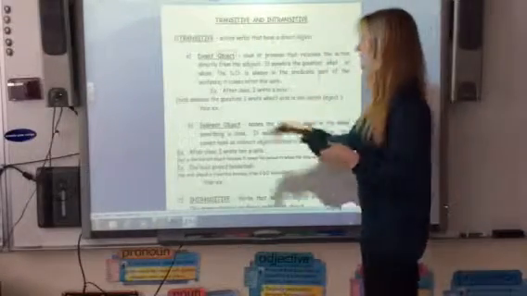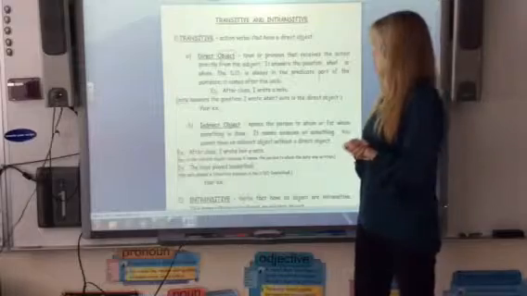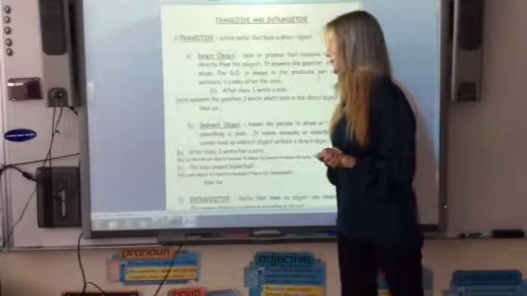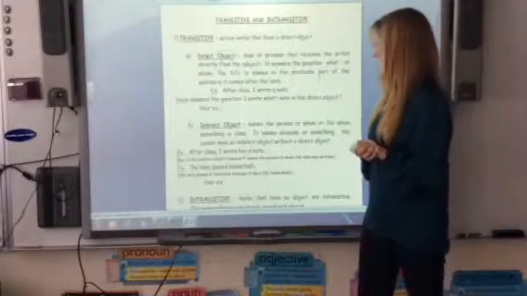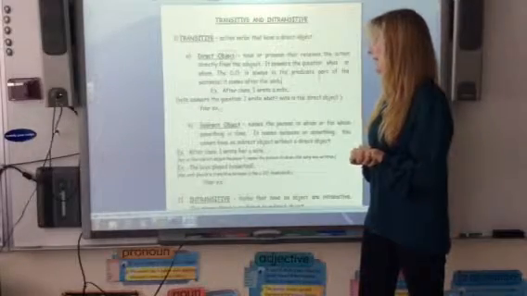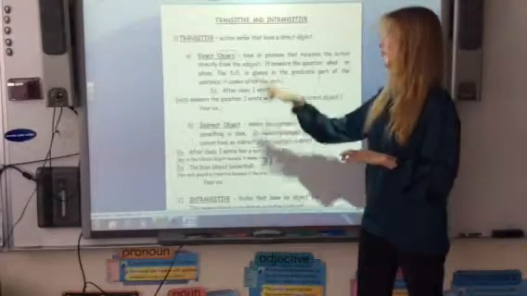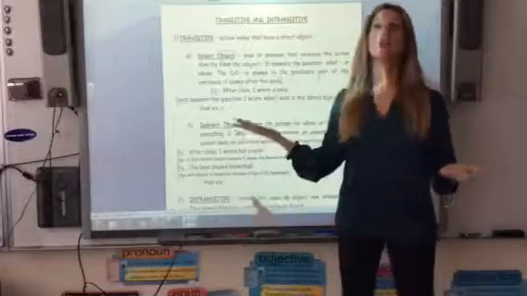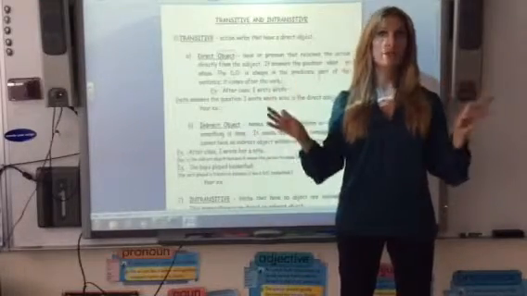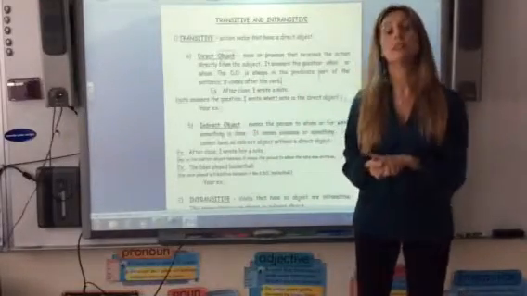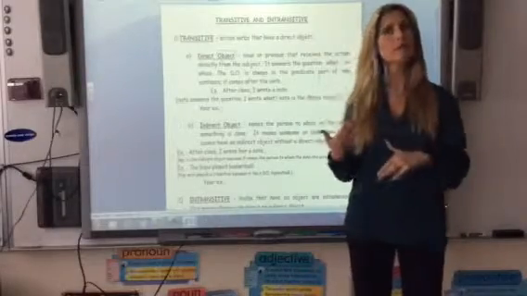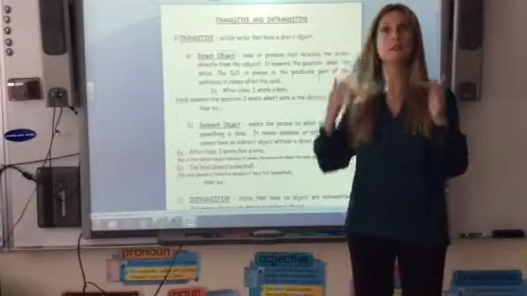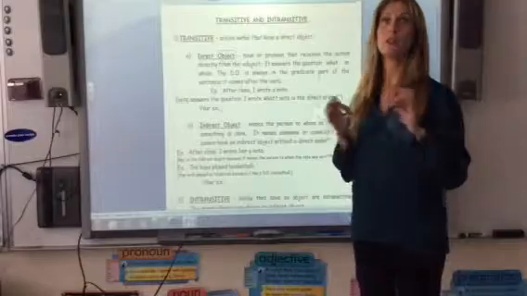Indirect object. An indirect object names the person to whom or for whom something is done. It names something or someone. You cannot have an indirect object without a direct object. So first you need to determine if you have a direct object. If you have a direct object, yay! Then you need to see, did I get a little bit more information after the direct object? And if you did, then you have an indirect object.